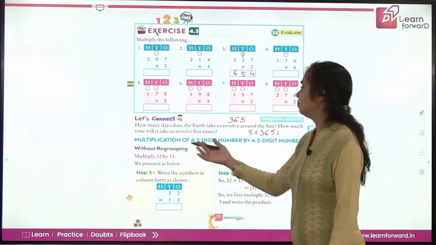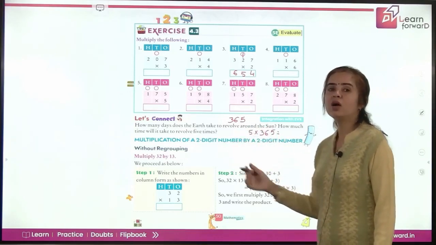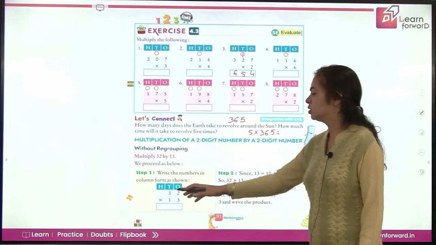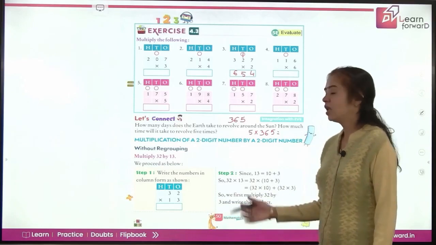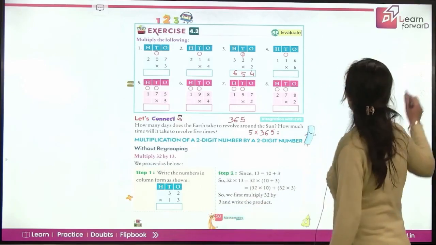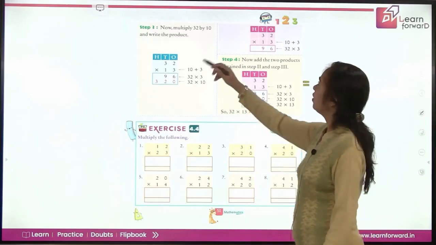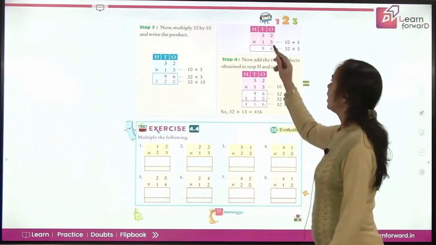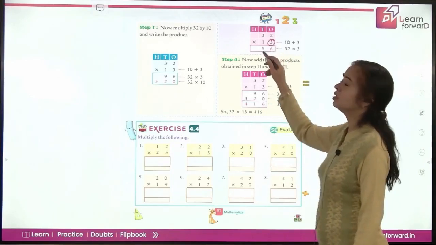Next, multiplication of a two-digit number by a two-digit number without regrouping. So here, let's write the numbers 32 and below it 13 with a multiplication sign. Now, this multiplication is to be done in 2 steps, children. How? Let's understand. When you have to multiply 32 by 13, we will first multiply by the ones digit. So, this is 3 twos are 6, 3 threes are 9.